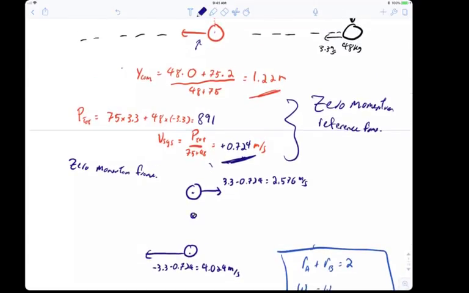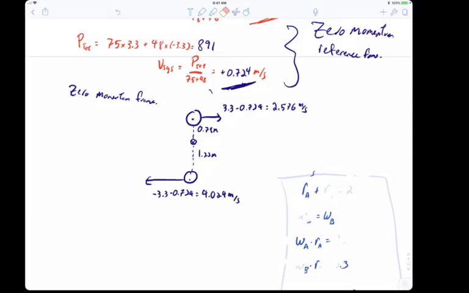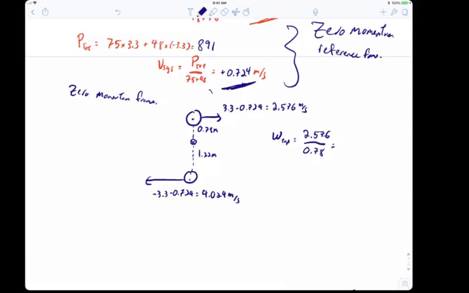So if I did things right, this one is 1.22 meters, and this is 0.78 meters. We should be able to convert these and figure out what the angular velocity is. So the angular velocity of the top one should be the same as the angular velocity of the bottom one. We can use the calculation to check. 2.576 divided by 0.78 is 3.3 radians per second, and the bottom is equal to, I guess that has a minus sign, 4.024 divided by 1.22, 3.3 radians per second. Yay, they're the same. That question was great. Oh, I'm so happy.